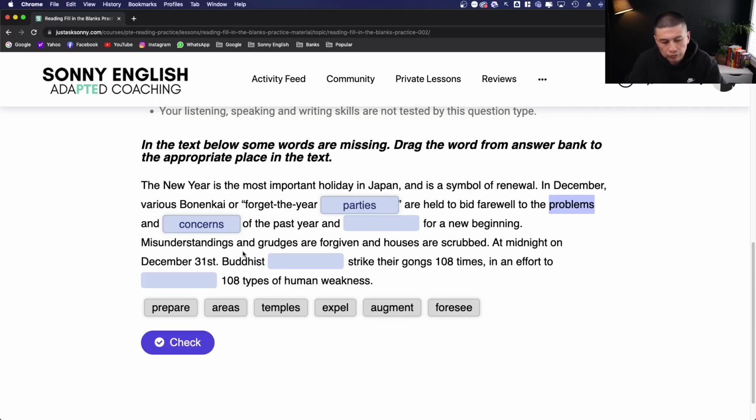All right? And then now the next blank right here, this sometimes confuses people. Why? Because number 1, they think Buddhist is a noun. Number 2, they think strike is a noun. True, Buddhist is a noun. True, strike is a noun as well. But is it a noun here? And it's not. How do we know? Let's look at the word strike first. Remember, this is a reading task. So maybe you should read a little bit more, right?